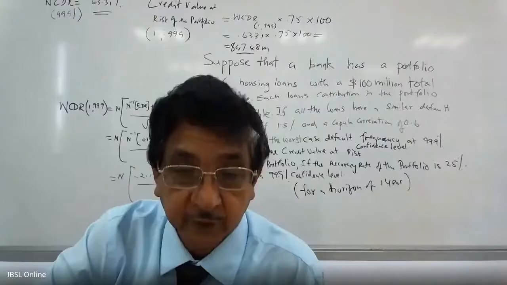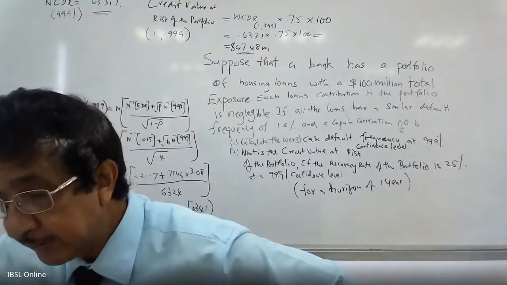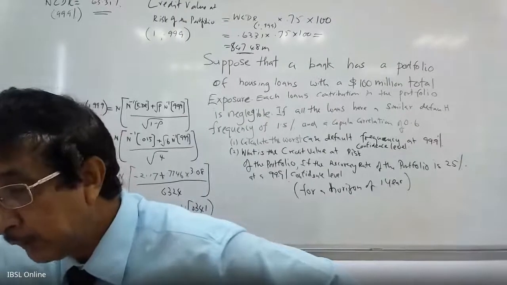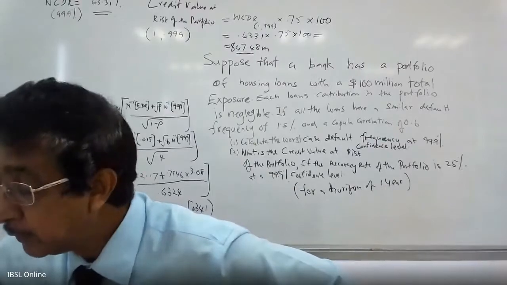Excuse me, sir. In this example, the frequency is given as 1.5%. If we apply to our portfolios, how can we find this frequency? 1.5%, that is taken in the decimal form. It has been taken as 0.015. No, in practical, if we apply to our portfolios, how can we find that frequency level?